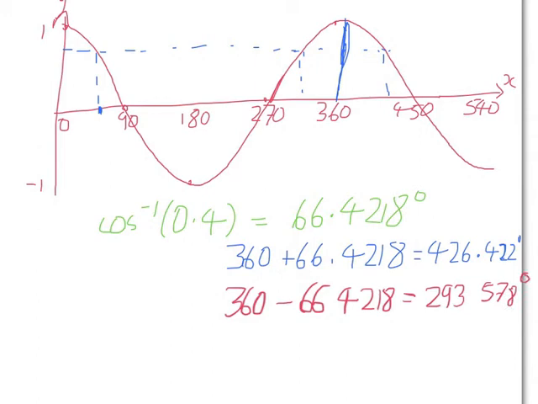293.578. So the real key thing is, when you're asked to solve a problem in a given range, just draw yourself a quick sketch to enable you to find all the solutions. Remember to check whether you're working in radians or in degrees. So the sketch of a trigonometric graph is absolutely vital.